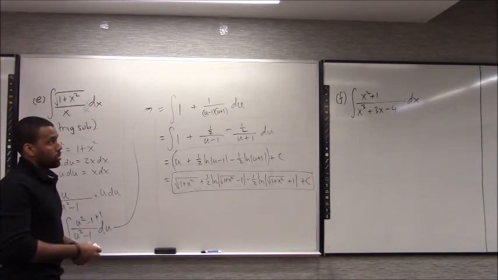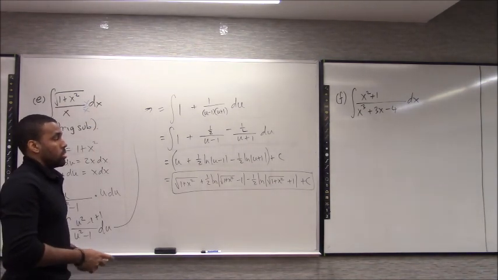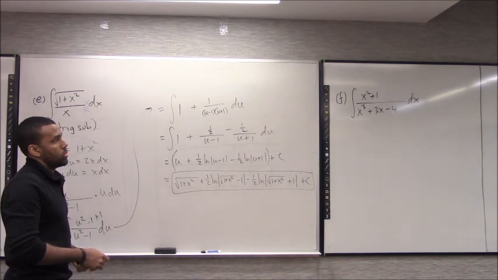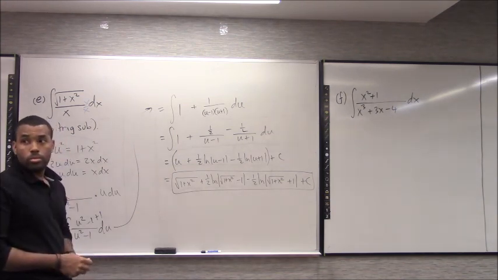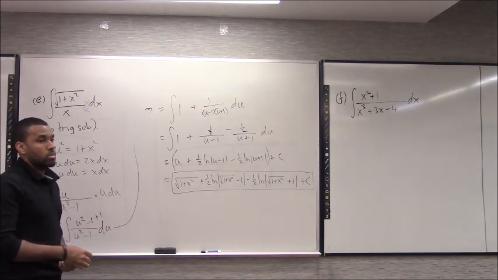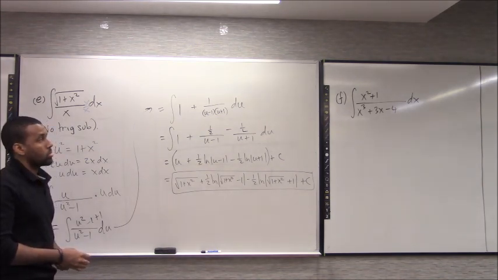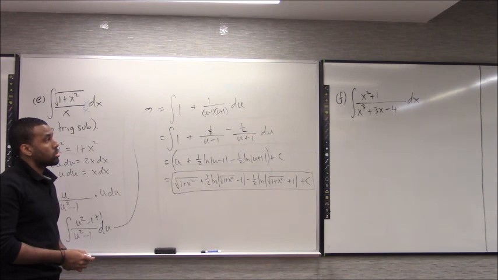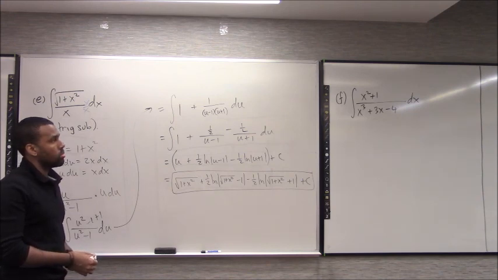Partial fractions. Okay, how would you factor the denominator? It's a cube. Yeah, x squared plus 4 times x minus 1.